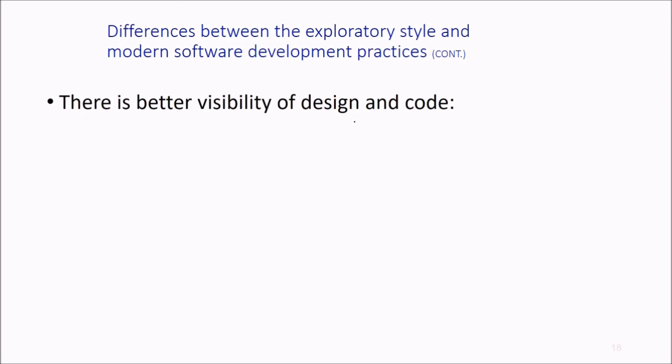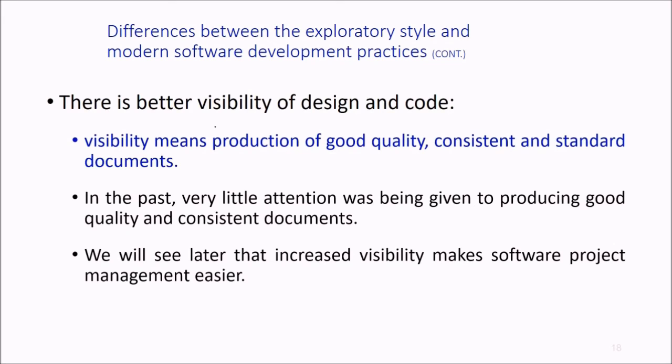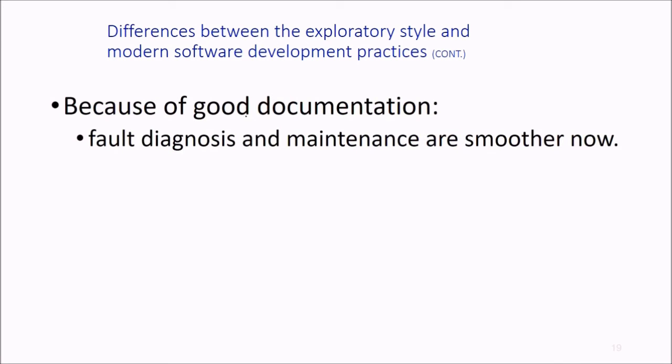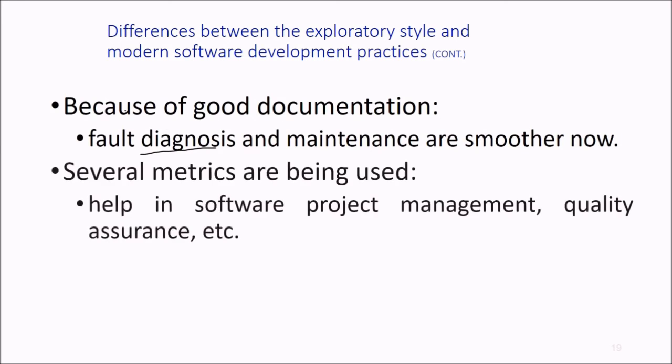There is better visibility of design and code. What do we mean by this? By visibility we mean that we produce good quality, consistent and standard documents. But in earlier times, very little attention was given to producing good quality and consistent documents. There was no quality checking, or not a single document either. We will see that this increased visibility makes our software project management and maintenance quite a lot easier. If we have good documentation, diagnosis of any problem, fault, or bug, and maintenance are quite easier and smoother now.